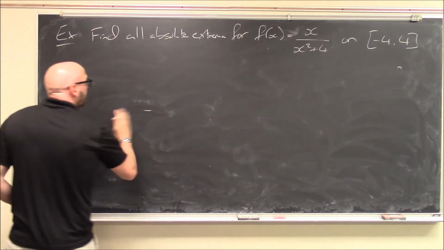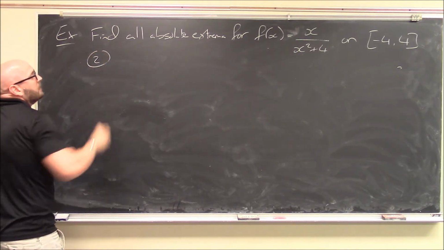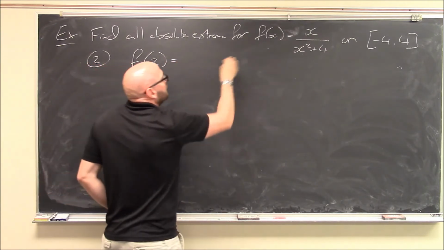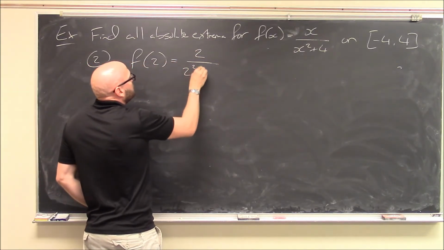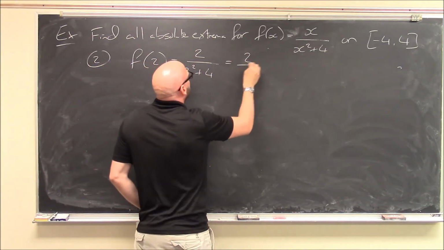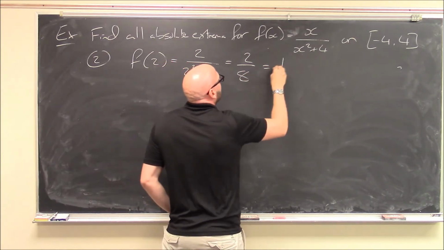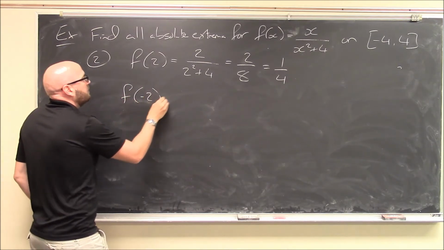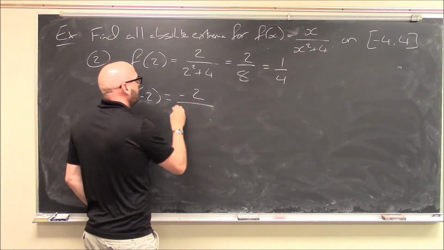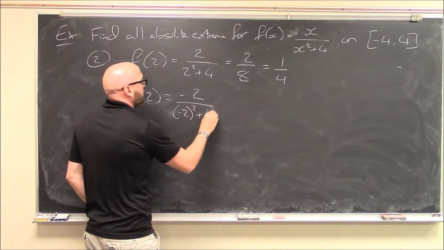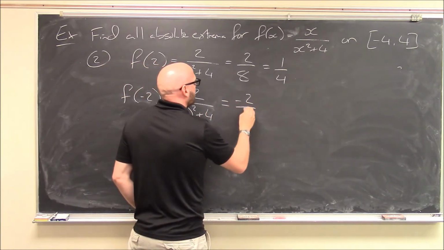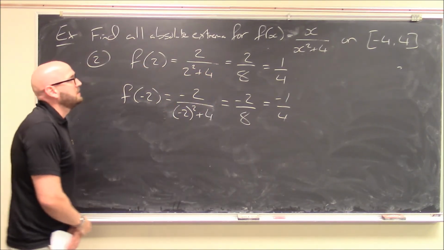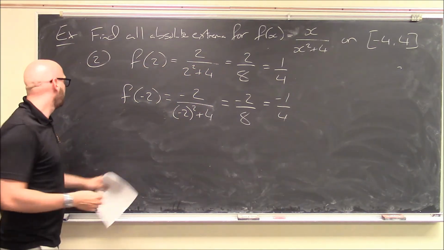Step 2, take those critical numbers, plug them into the function. So f of positive 2 is 2 over 2 squared plus 4 is 2 over 8, or 1/4. Plug in the other critical number, f of minus 2, that's minus 2 over minus 2 squared plus 4, that's minus 2 over 8 is minus 1/4. So step 2 is evaluate the function at the critical numbers.